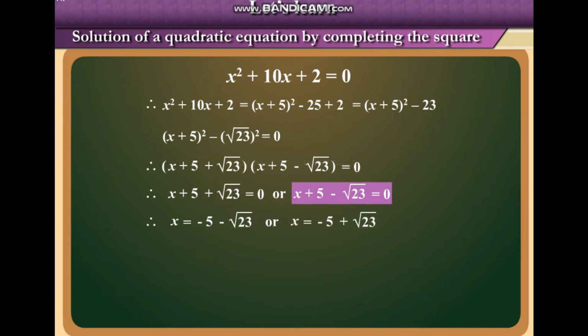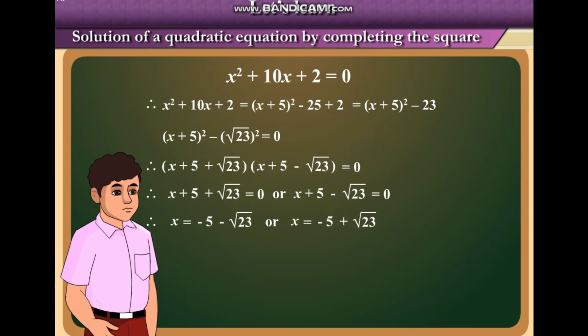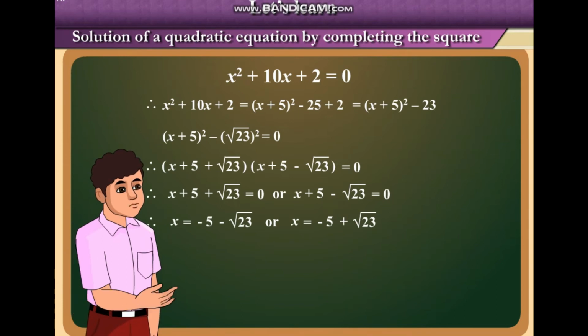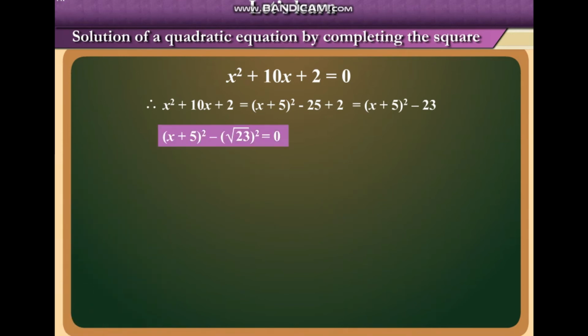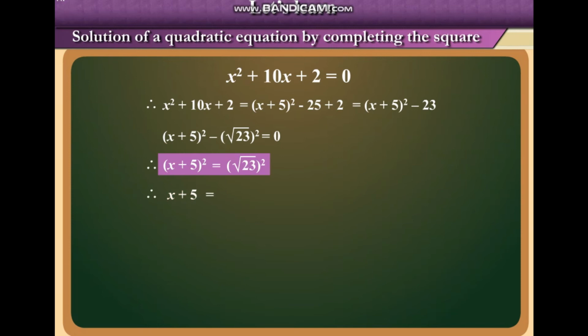Hamid: Sir, may I suggest another way? (x + 5)² − (√23)² = 0. Therefore, (x + 5)² = (√23)². Therefore, x + 5 = √23 or x + 5 = −√23. Therefore, x.